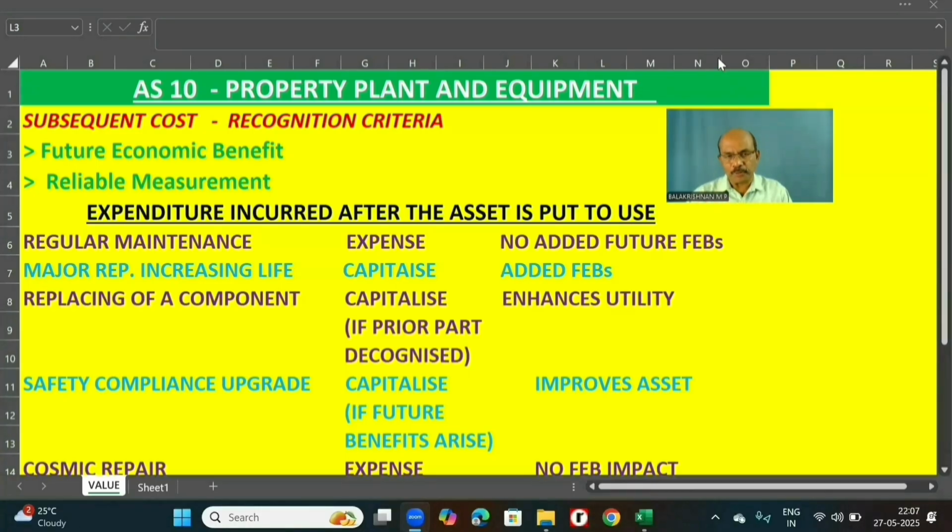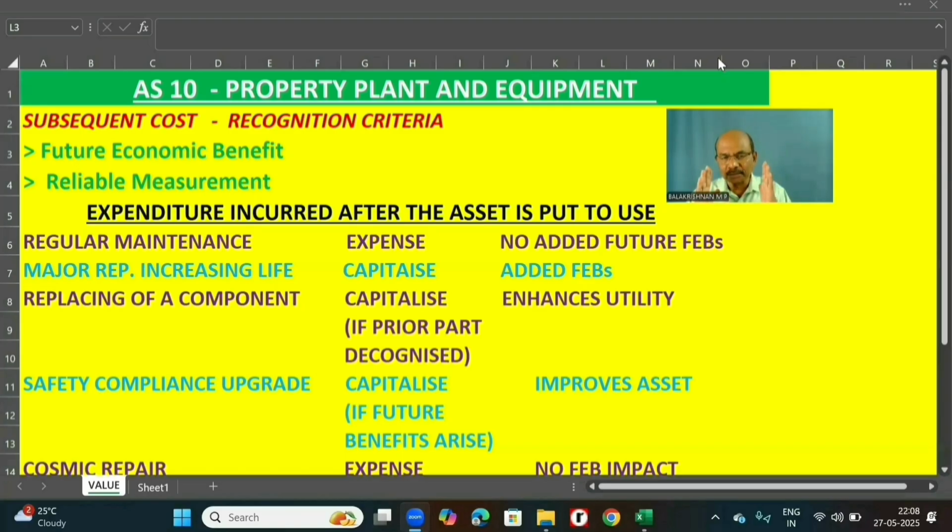Okay. Fourth one, modification or upgradation. Example, installing pollution control equipment, automation systems. Now the treatment. Capitalize only if it leads to increased capacity, reduced operating costs, or extended lives. Okay. So let us conclude that always check whether the expenditure improves the condition of the asset beyond its originally assessed standard. If yes, capitalize. Otherwise, expense it off.